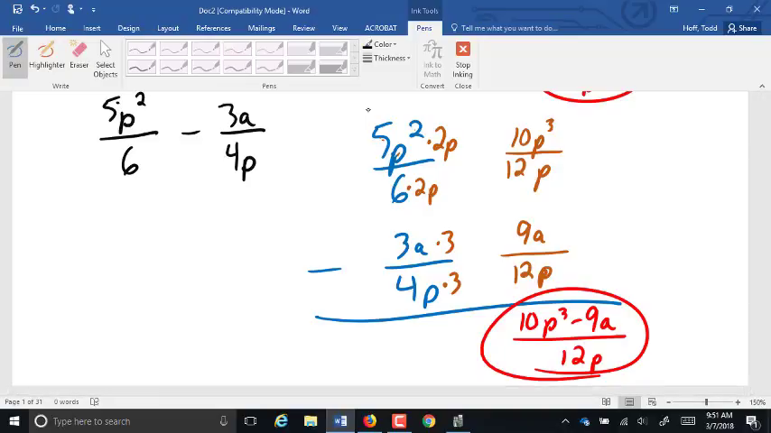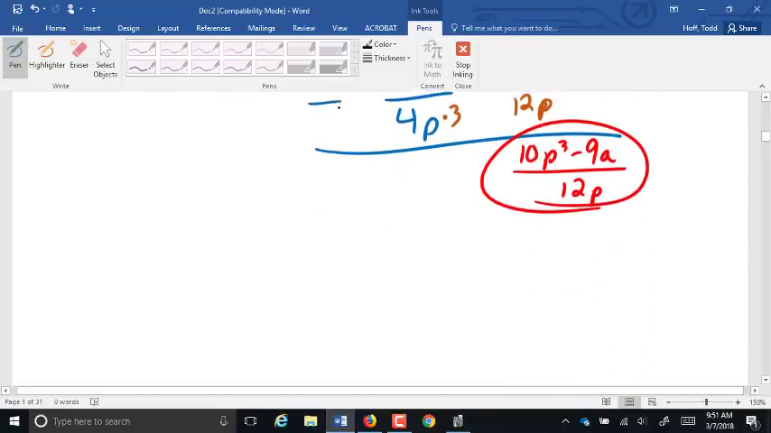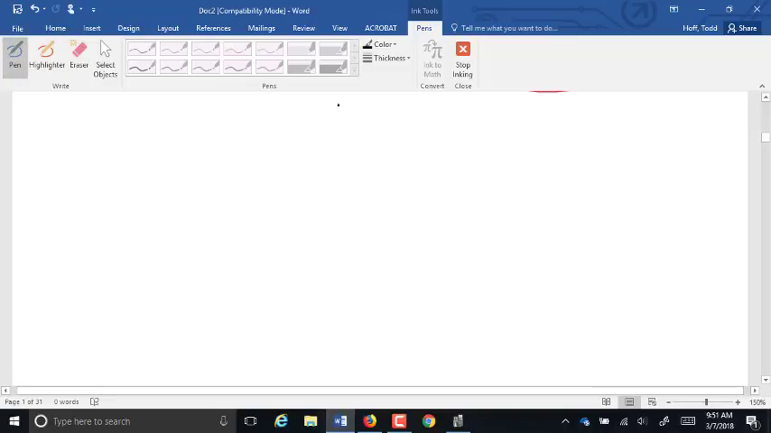Questions so far. Well, those are really the fun ones. The multiplication and division is actually quite a bit easier, I think.